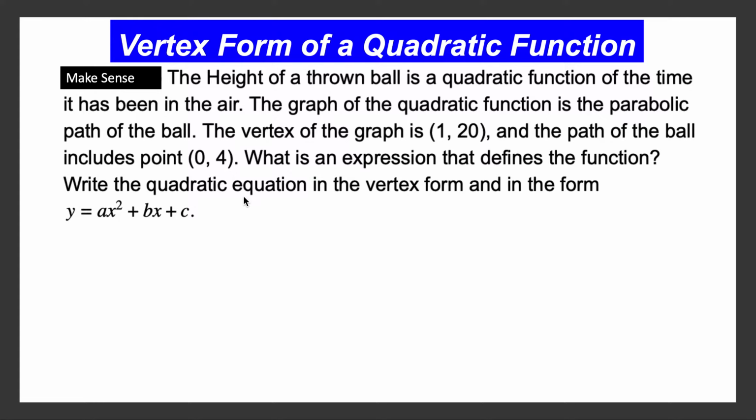Write the quadratic equation in the vertex form and in the form of y = ax squared + bx + c. But first of all, let's take some pen. First of all, here we are trying to find the values of what we have given. The given is a vertex and a point in the graph. So the vertex, let me write V, is (1, 20).